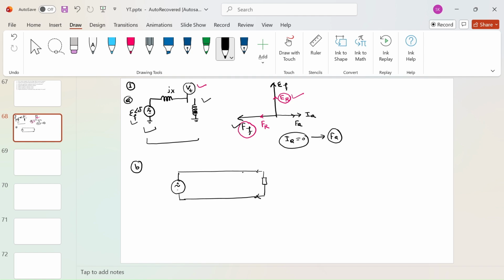At light loaded condition or even unloaded condition, the charging current of this line capacitor will be very high, and because of that your receiving end voltage will increase from the sending end voltage. So your receiving end voltage will become very high if the receiving end is lightly loaded or even unloaded. So that is one more reason for the over voltage.